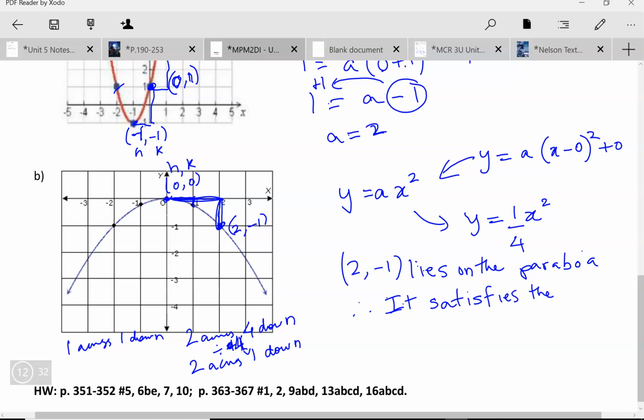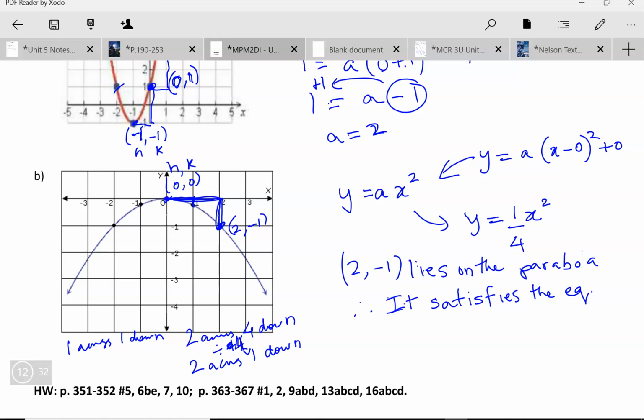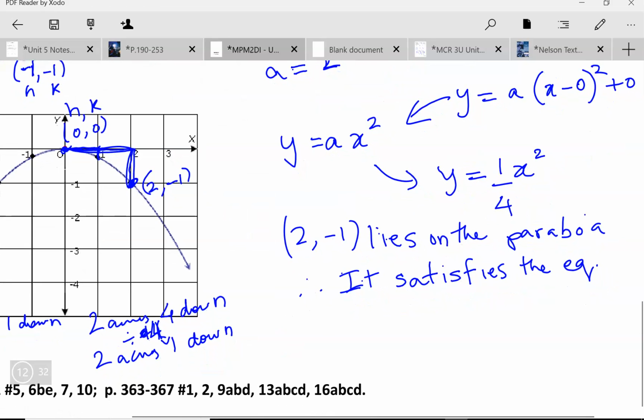satisfies the equation. Again, I'm sorry about the lag. I have to delete some stuff from my computer. My hard drive is getting too full, I think, and that's why it's lagging so much. But I'll fix that hopefully in the next video. And hopefully you're just listening to what I'm saying.